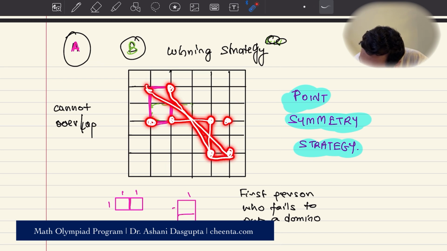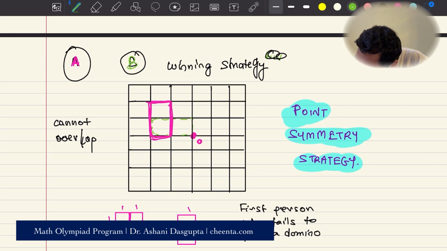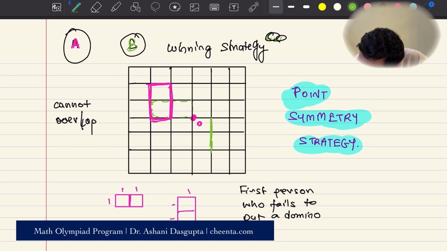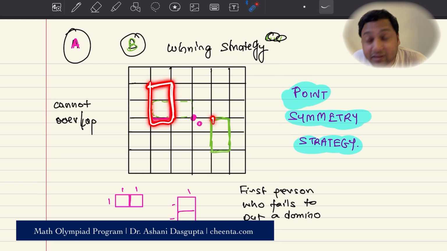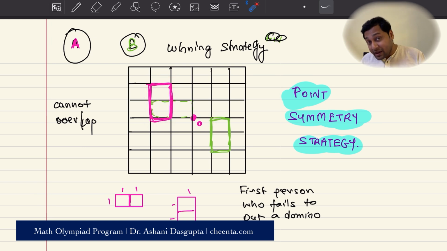So you basically get a domino like this. So you get a domino that looks like this. And that place is empty because you're just starting out the game. So the pink player, wherever they put the domino, the player B would come along and put a domino at the point of reflection. That's a symmetry method that I'm describing to you. So I'm actually giving you a walkthrough through an example of such a game.